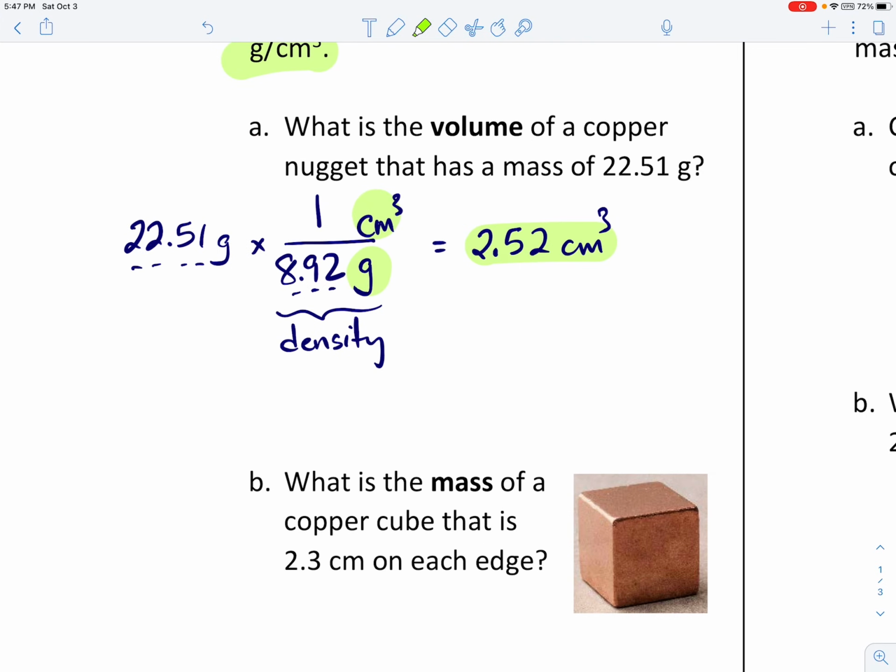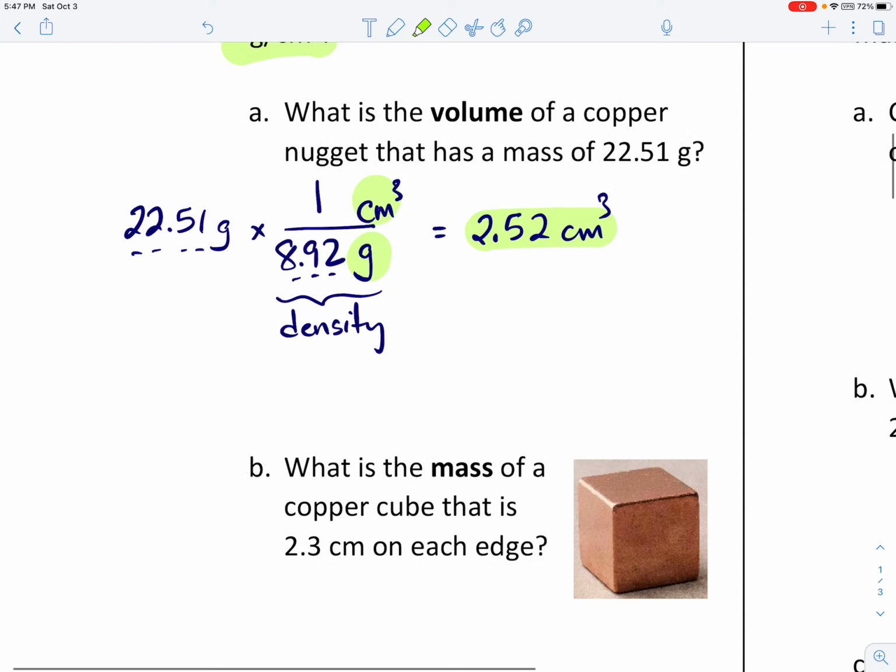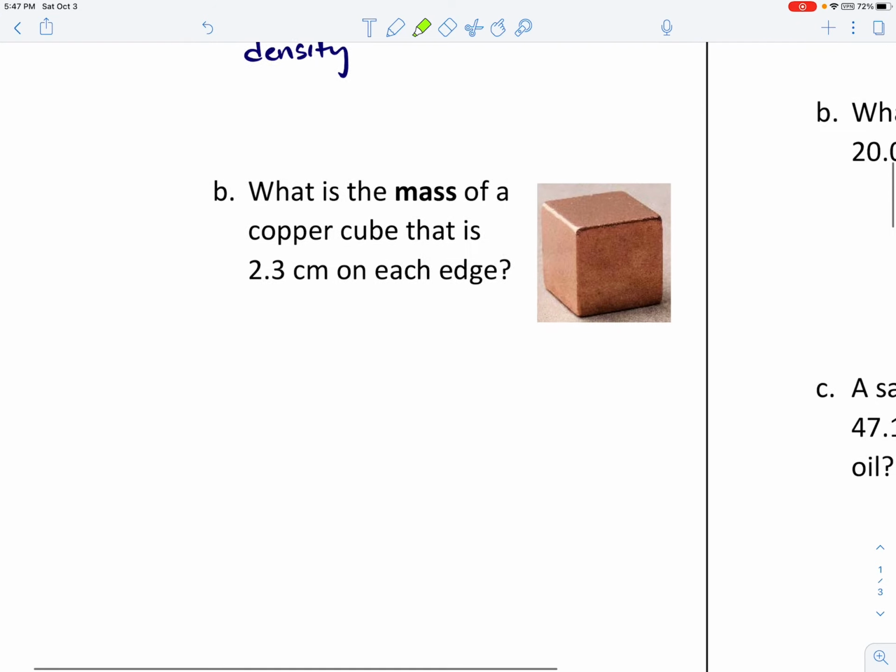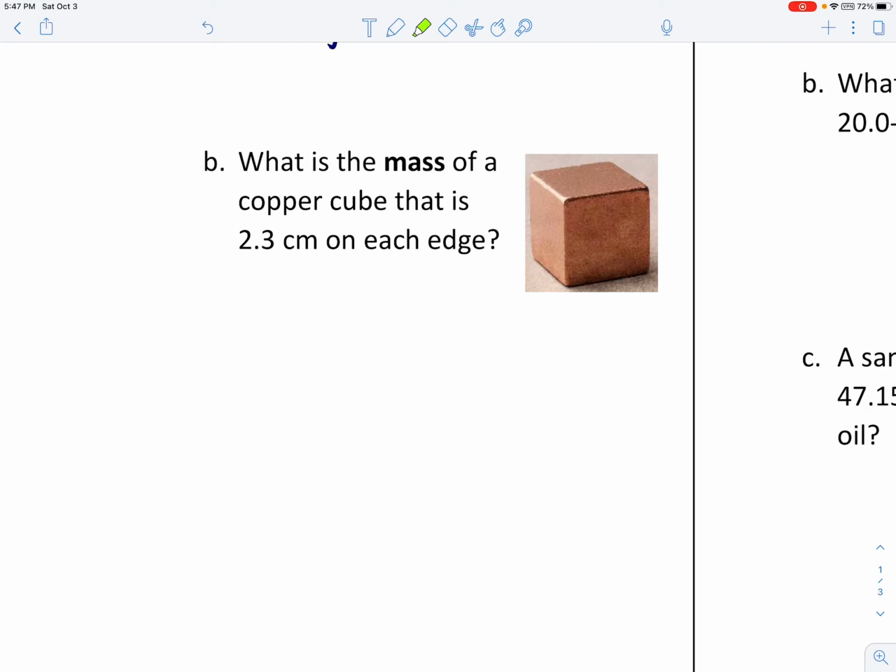All right, so there's my final answer, set up as a unit multiplier. It's very, very important that you set it up in that way if you're going to try to get full credit in this course. The second question: what is the mass of a cube made of copper that has 2.3 centimeters for each edge?